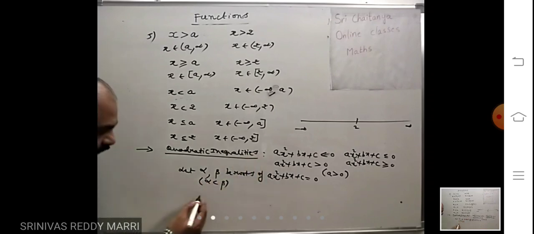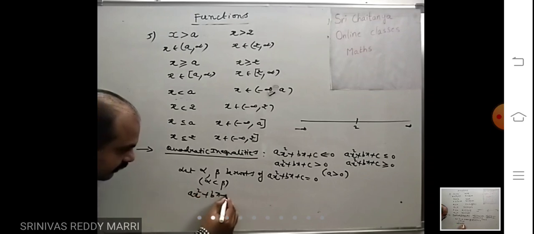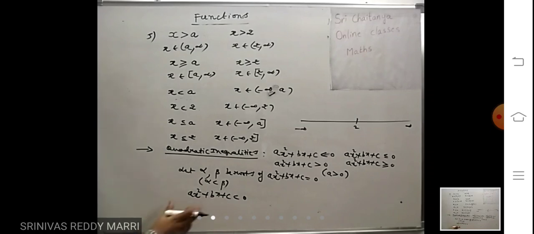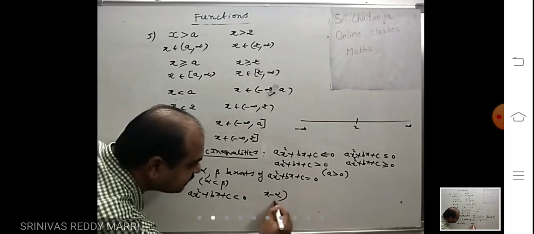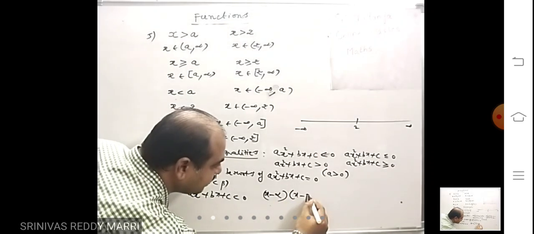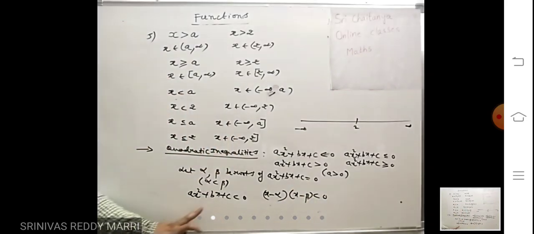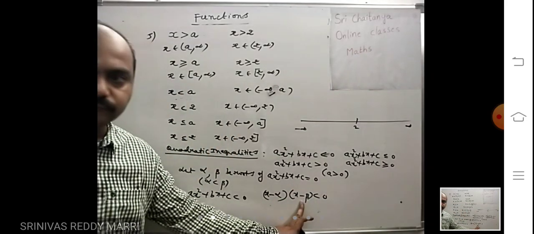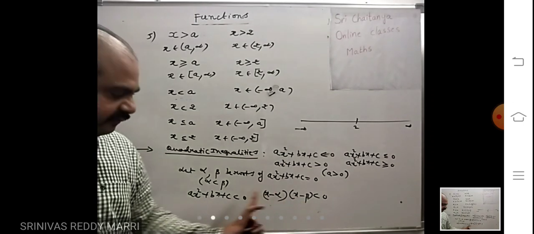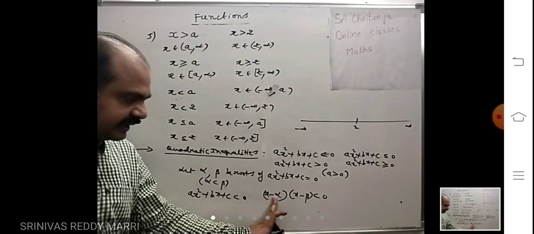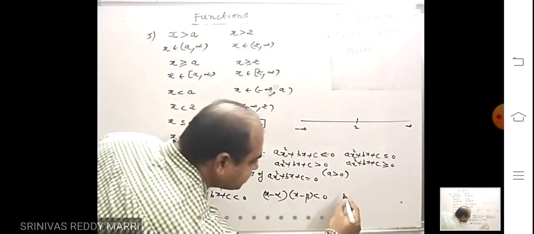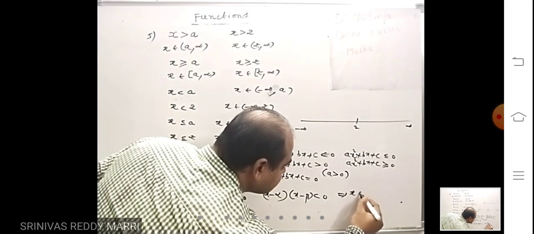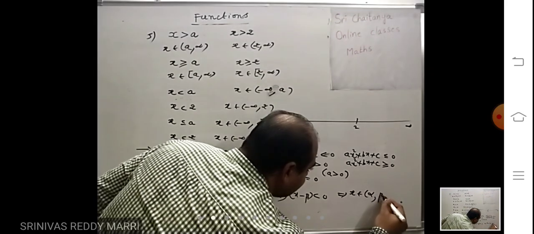Suppose you got it like this. This we will factorize. If you get factors, the factors are nothing but the roots. We will find the roots, and then that is nothing but x minus alpha into x minus beta less than 0. If it is like this, then the x values are between alpha and beta.